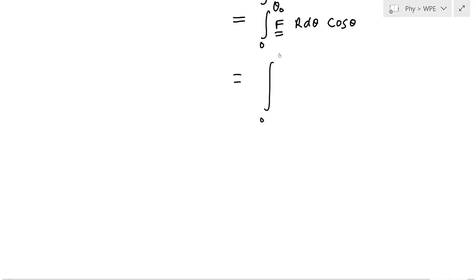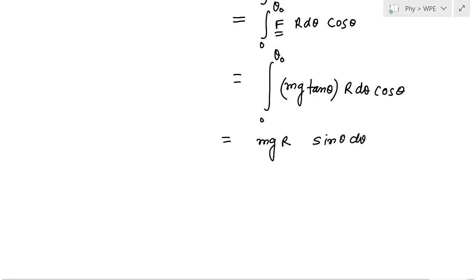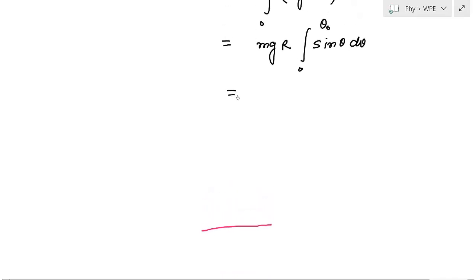So what is F? F is mg tan theta. Because F is not constant, we get mg tan theta times r d theta cos theta. So this becomes mgr sin theta d theta, and this goes from 0 to theta naught. If you integrate this and put in the limits, you can calculate this. We get mgr times the integral of sin theta, which is minus cos theta, and then you will have 1 minus cos theta naught. So if you put in the limits, you will find this is the work done by the force F.